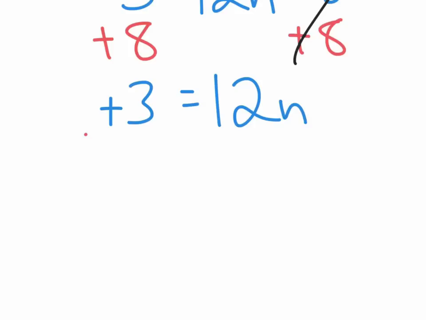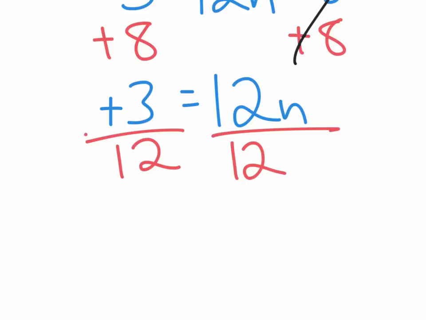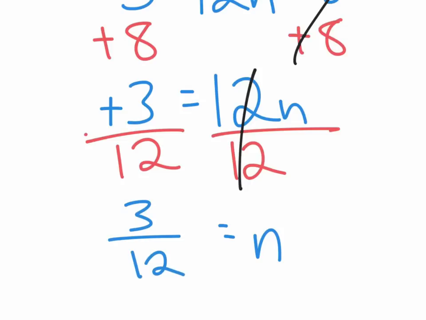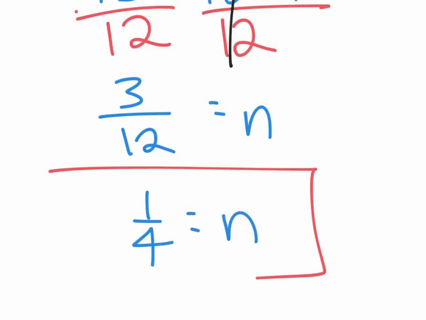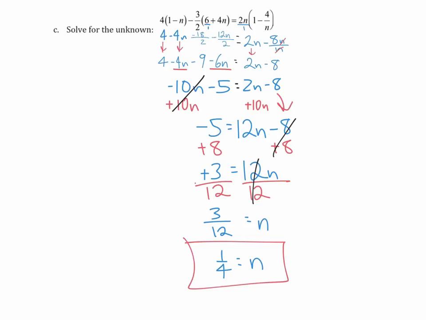Let's get n by itself by dividing both sides by 12. And when we do that, the 12s cancel out. And n is equal to 3 over 12, or can we simplify that any further? Sure can. 1 over 4. This is our answer. Bam.